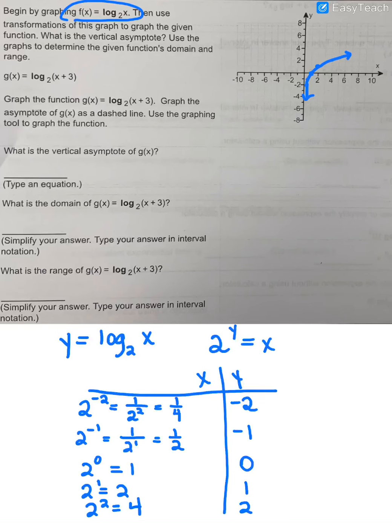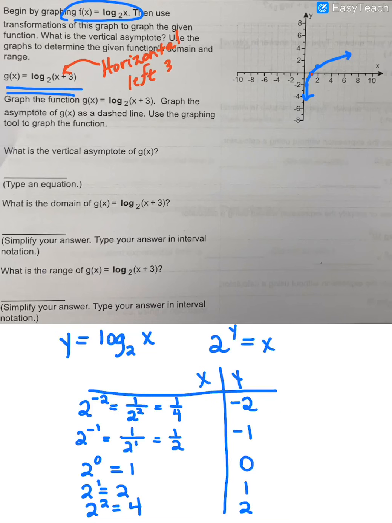Now, the next thing that they asked me to do is use transformations to create g of x. So let me switch colors here for a minute. Remember, anytime that something is added or subtracted to your x, it's going to create a horizontal shift, and it is opposite your sign. Because we see plus 3, that means all of our points are going to go to the left by 3.